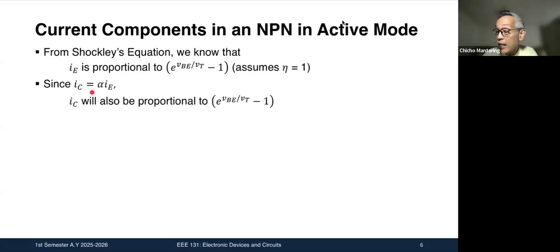Now, since IC is proportional to IE, and our proportionality constant is alpha, well, remember that this is an approximation, because it is alpha IE plus ICO. But for all intents and purposes, the ICO is negligible, so we say that IC is proportional to IE, then IC should also be proportional now to e to the VBE over V sub t minus 1. It just follows, no? This is proportional to this, this is proportional to this, and therefore this should be proportional to that. Now, what is the constant of proportionality?